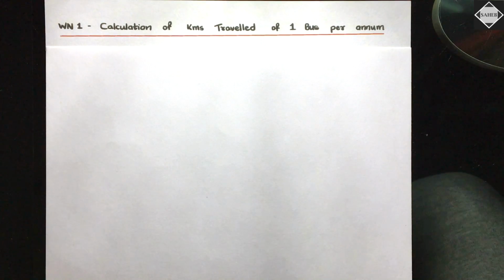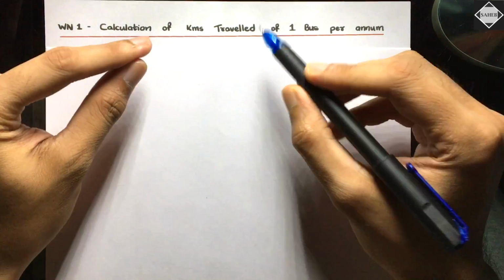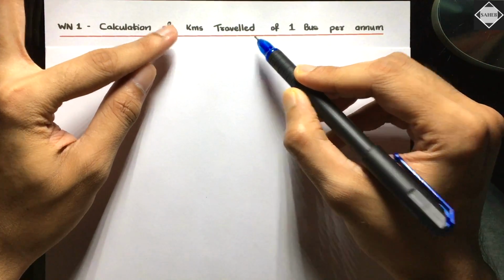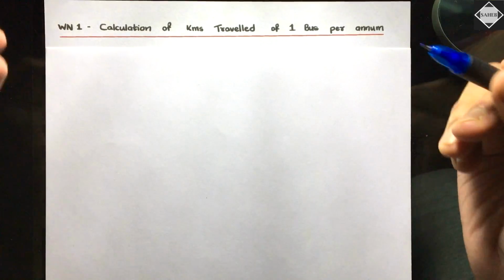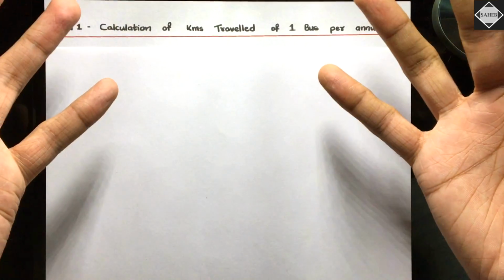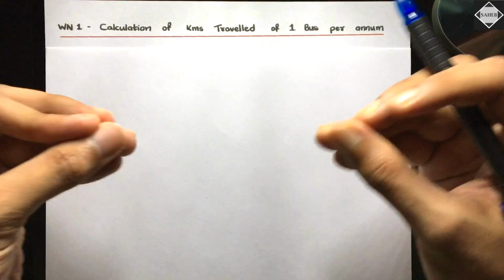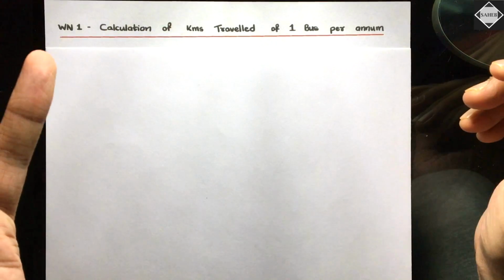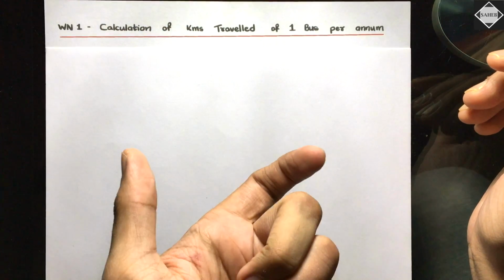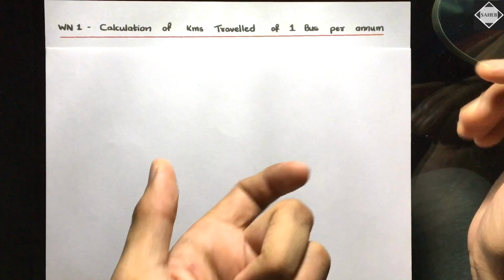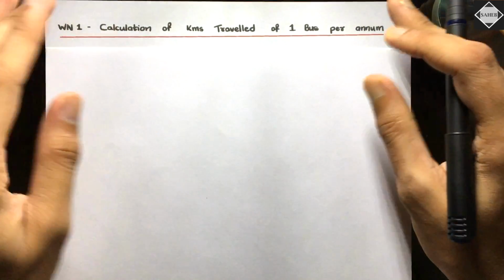Is it clear? Okay, now see here, why are we calculating kilometers traveled? You might say that here there is no passenger kilometer, the cost unit is per student. So why are we calculating this? We are calculating this to calculate the diesel cost. Diesel cost is dependent upon kilometers traveled. Is it clear? So it's really simple.